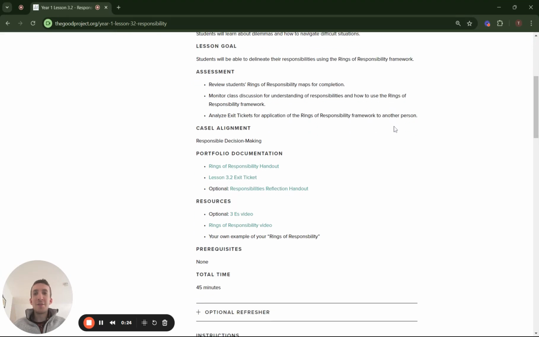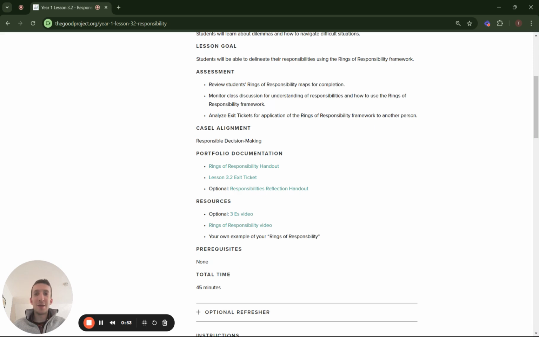framework to do that. So while this lesson doesn't specifically ask students to go through a dilemma, the Rings of Responsibility are a way to visualize how responsibilities might compete or intersect in a way that might lead to dilemma situations. So you want to be able to make sure to make that point to your students about why you're looking at the Rings of Responsibility and how the Rings of Responsibility relate to different dilemmas.